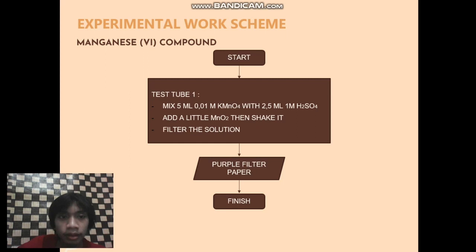Experimental work scheme. Experiment number 1, manganese 6 compound. First, in test tube 1, mix 5 ml of 0.01 M KMnO4 with 2.5 ml of 1 M sulfuric acid and add a little manganese dioxide, then shake it and filter the solution. The result is a purple filtrate, filter paper, and finish.